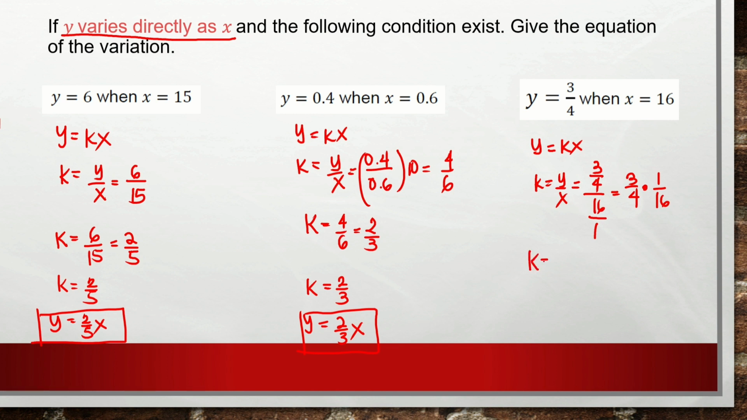The value of k now is 3 times 1, that is 3, all over 4 times 16, that is 64. Since we cannot reduce this anymore, then k is equal to 3 over 64, and the equation of variation is y is equal to 3 all over 64x.